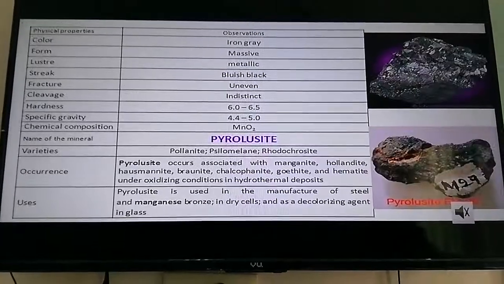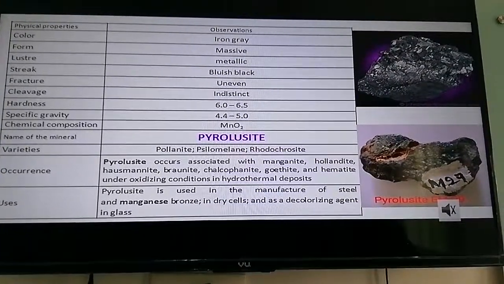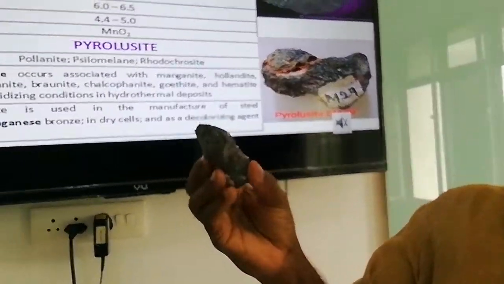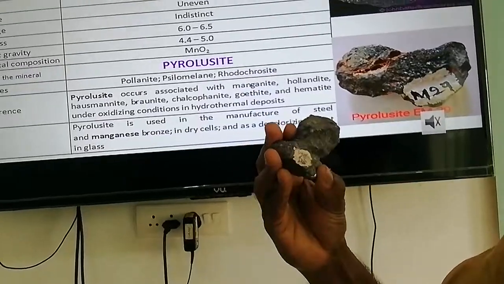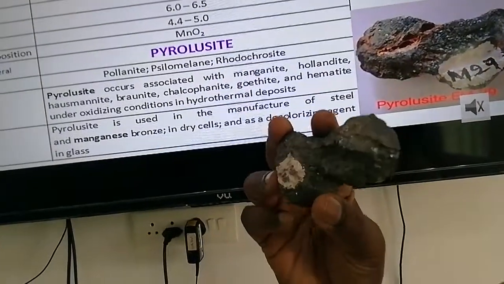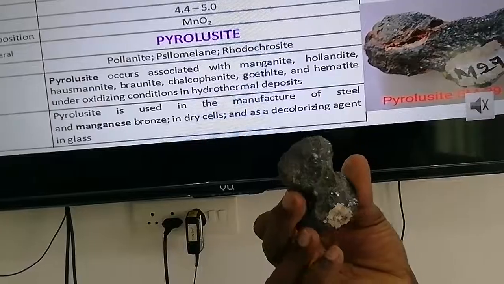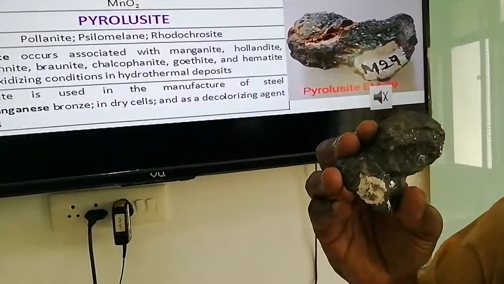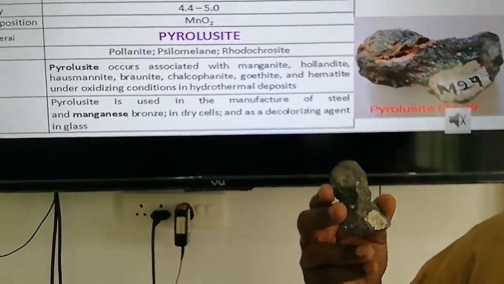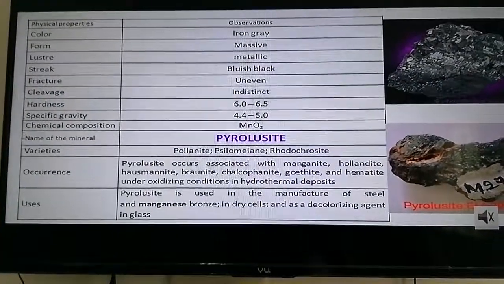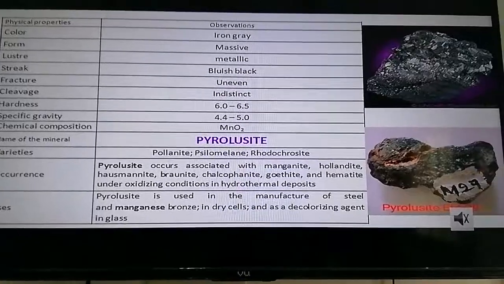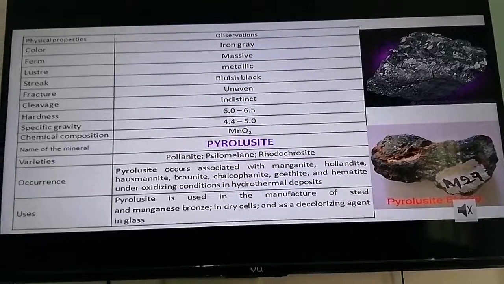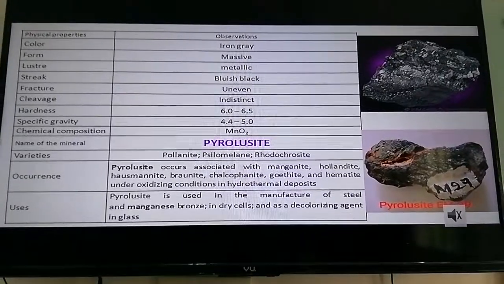The next mineral is pyrolusite. Pyrolusite is marked as M29. This is the pyrolusite. It's iron grey in color. Form is massive. Luster is metallic. We can see how it is shining. Bluish black is the streak. Uneven fracture. Indistinct cleavage with 6 to 6.5 hardness. Specific gravity is 4.4 to 5, and its chemical composition is manganese oxide, that is MnO2.